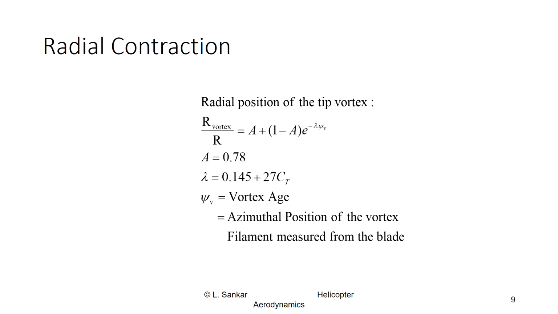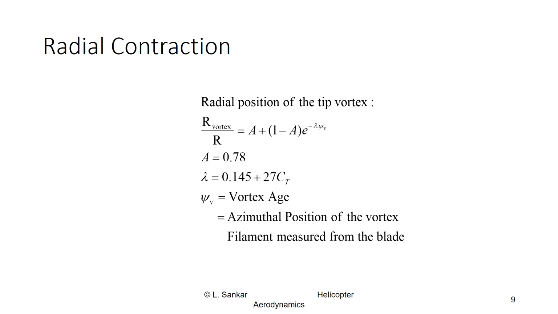So what happens when this vortex age is 0, psi v equal to 0? E power minus lambda times psi v is 1. Therefore, A plus 1 minus A is just 1. Therefore, the tip vortex, r vortex, equals R, right at the blade. So when the vortex age is 0, the vortex is emanating from the blade tip.